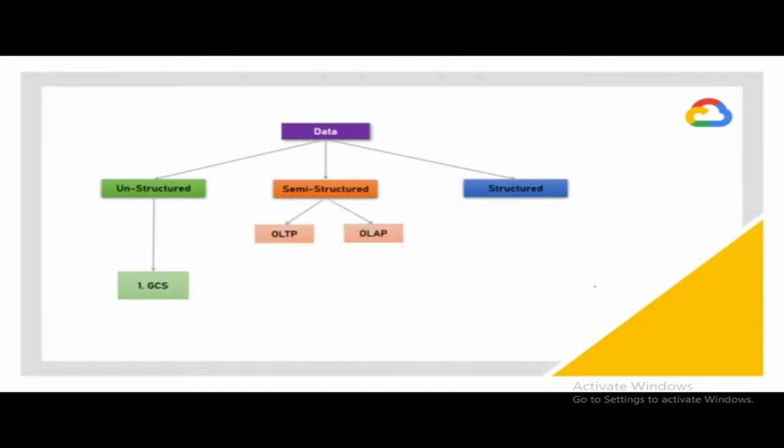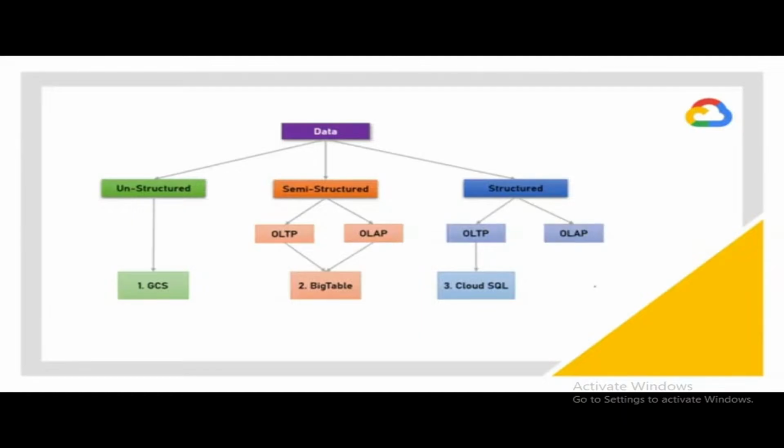We are going to see. For semi-structured data, you have Bigtable. For structured OLTP, we have Cloud SQL. For structured OLAP, we have BigQuery. Don't worry about OLTP and OLAP. One is a transactional system, and the other is an analytical system. We will understand it in depth with an example in our upcoming sessions when we start learning about data engineering.